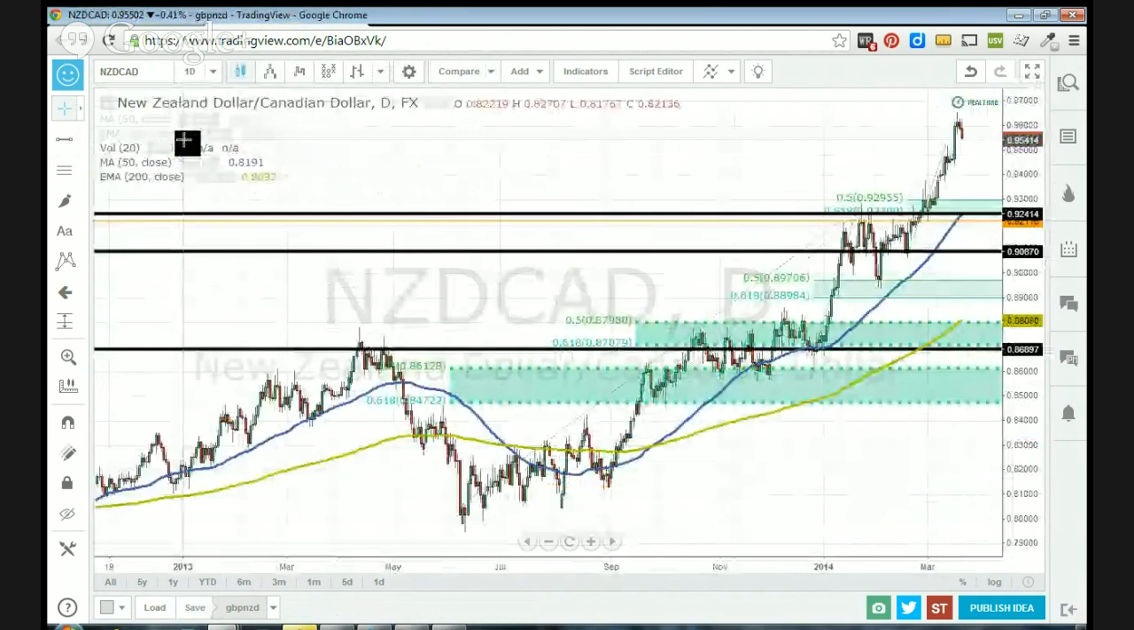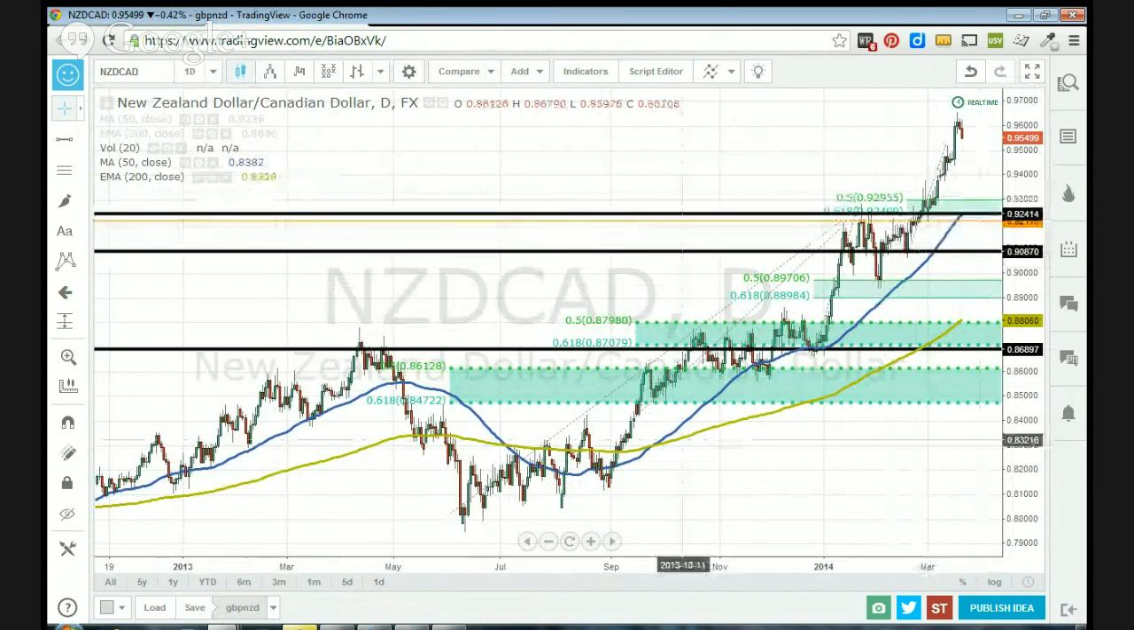Kiwi Canada. Really nice reversal here. Maybe we'll finally get a pullback. It needs to be a meaningful pullback on Canadian dollar in light of how sharp this uptrend has been. You'd want to see a meaningful pullback, perhaps down to 92.40.